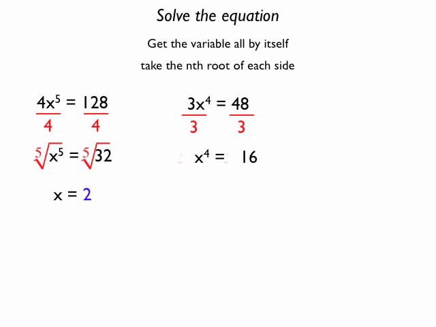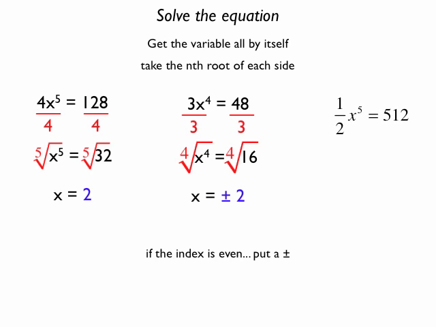And then we're going to take the fourth root of each side, and we're going to actually get x equals plus or minus 2. And the reason is because if you do 2 times 2 times 2 times 2, you get 16. But negative 2 times negative 2 times negative 2 times negative 2 is also 16. And so that's why we're getting plus or minus 2. The easiest way to think about it is that if the index is even, you need to put a plus or minus.